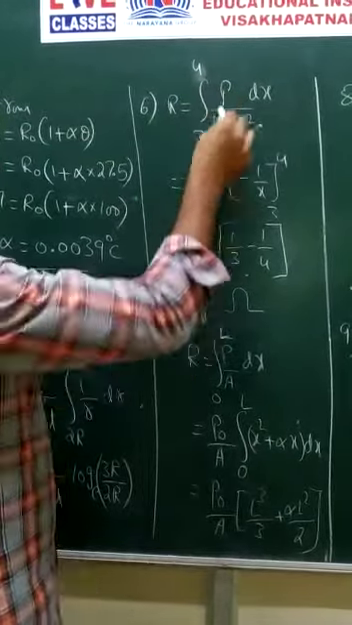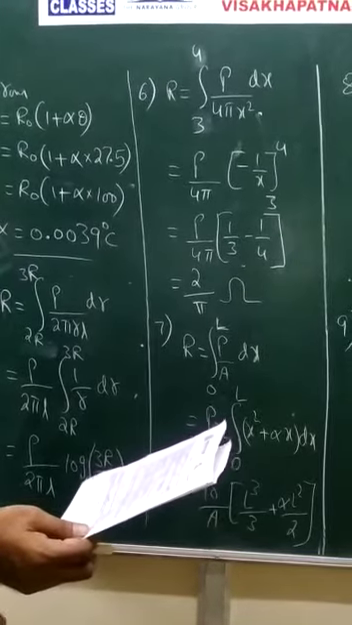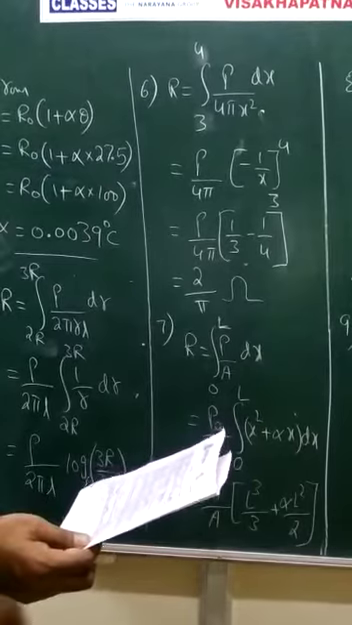The resistivity of the material of a conductor of uniform area of cross section varies along its length as rho is equal to rho naught of x square plus alpha x. Find the resistance of the conductor if its length is L and area of cross section is A.